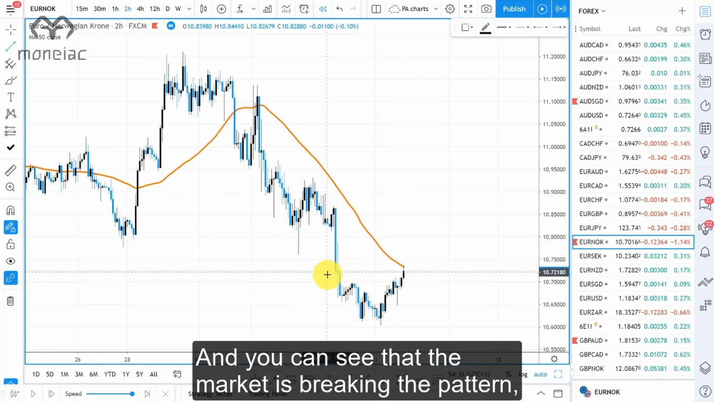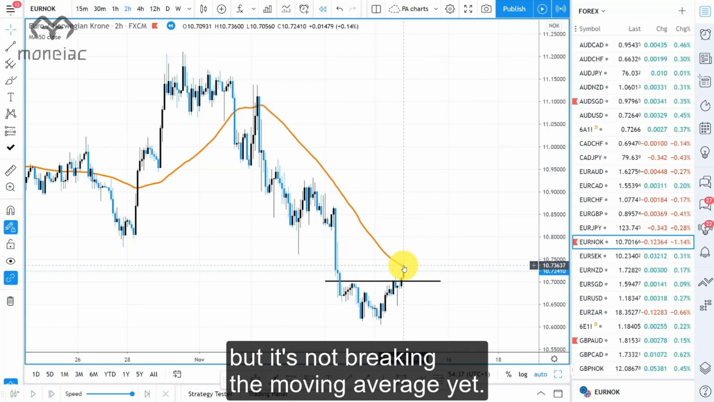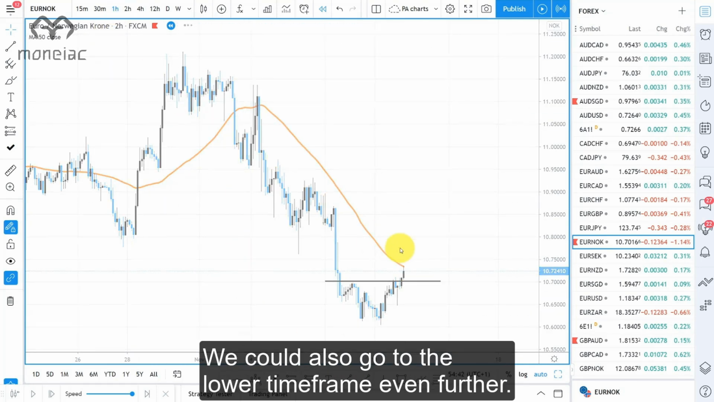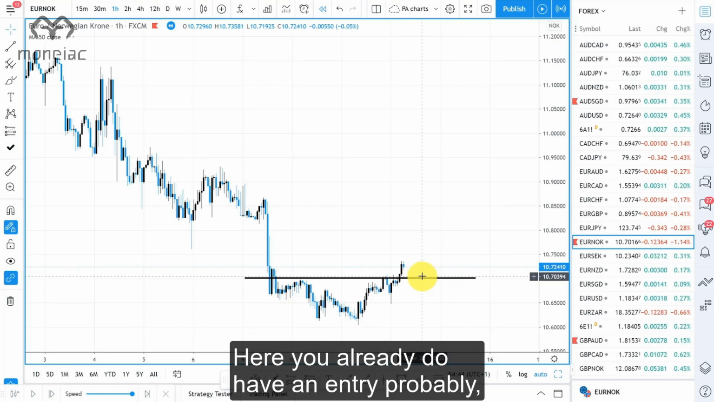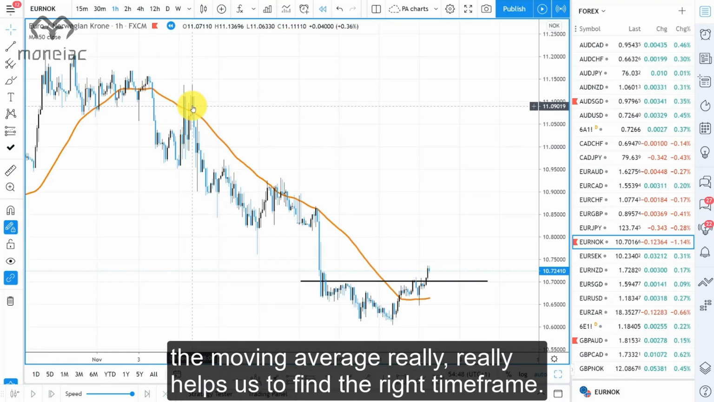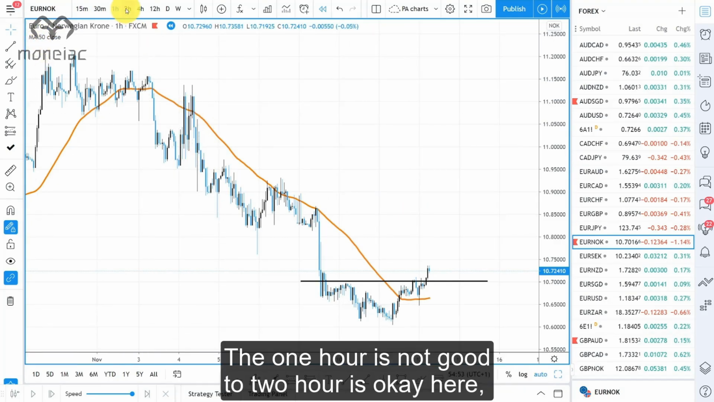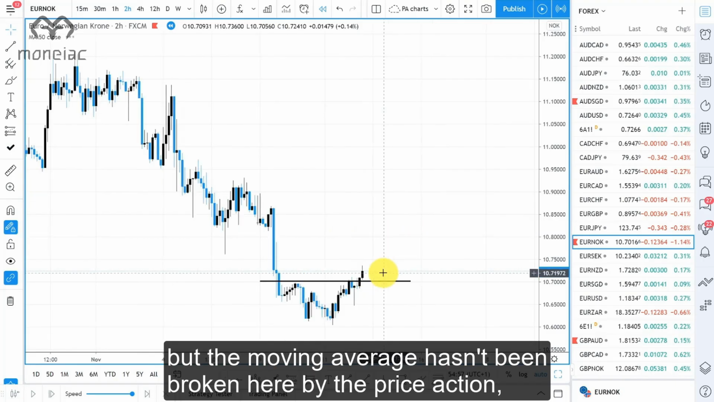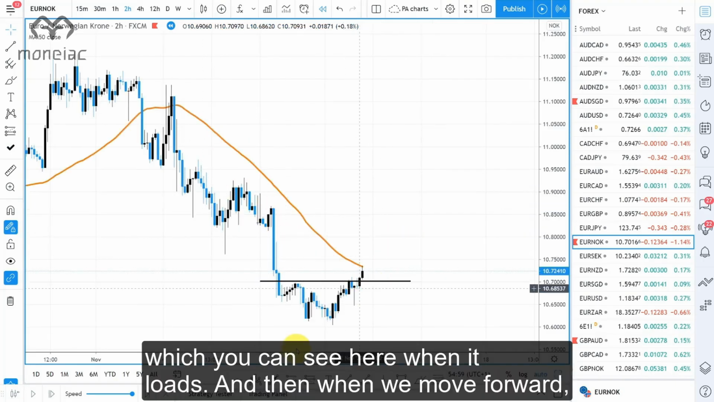And you can see that the market is breaking the pattern, but it's not breaking the moving average yet. We could also go to the lower time frame even further. Here you probably already have an entry, but let's see, the moving average structure is not great. So you can see the moving average really helps us to find the right time frame. The 1 hour is not good, the 2 hour is okay here, but the moving average hasn't been broken here by the price action, which you can see here when it loads.